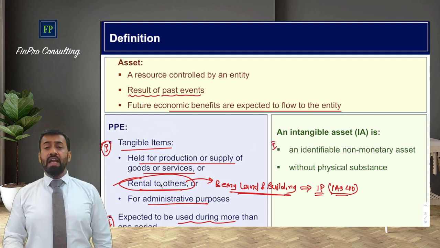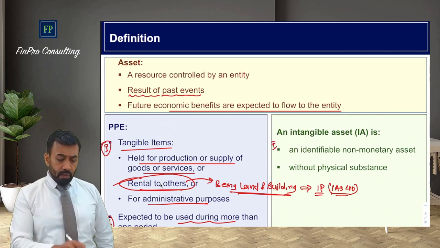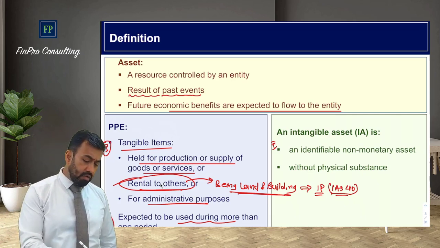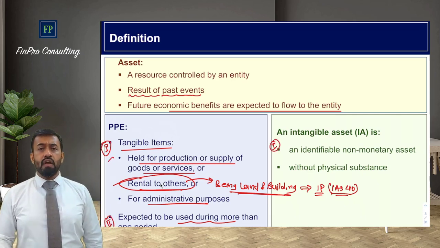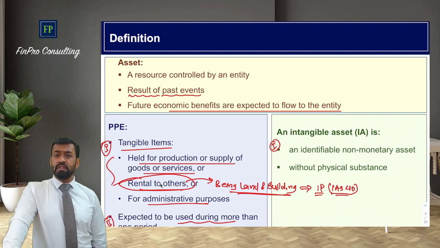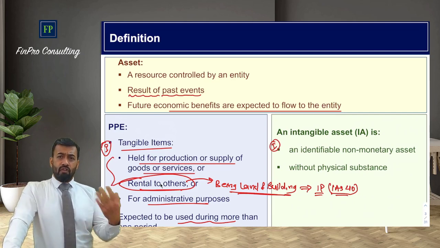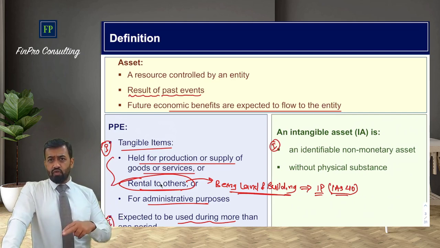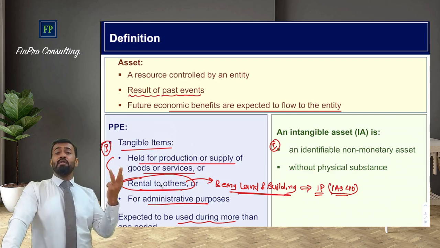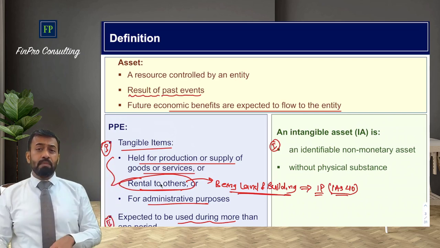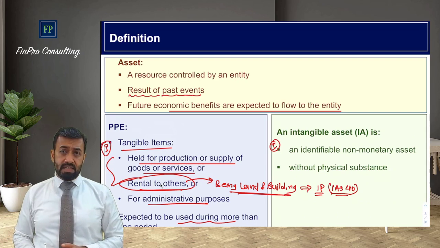This must be an identifiable non-monetary asset. Here the purposes are not given, unlike your tangible items. For tangible items, for which purposes should they be used? Either for manufacturing purposes or supply of goods and services, for rental purposes, or for administrative purposes. Such purpose is not given for intangible assets.